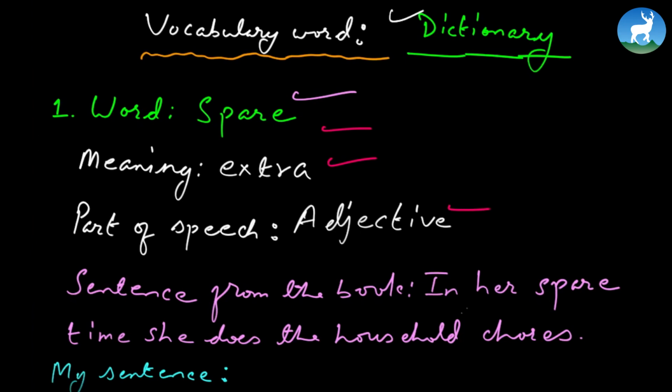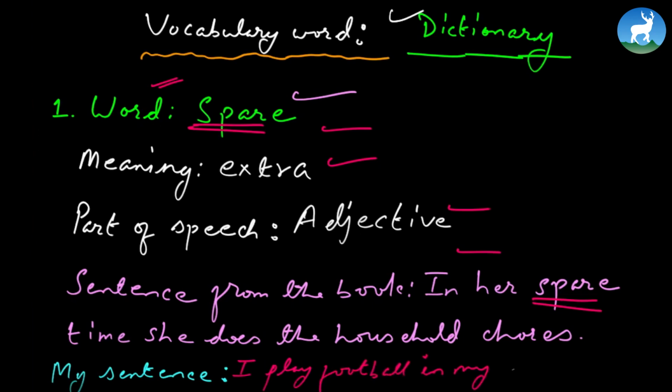And finally, you write sentence from the book, meaning copy the sentence where the word spare appears. In her spare time, she does the household chores. And finally, you have my sentence. Meaning now, write a sentence of your own. What sentence can you make out of the word spare? Let's say you want to write, for example, I play football in my spare time. There could be so many sentences. This is just one of the examples I've written here. All right, you can think of some creative and wonderful example and write your own sentence.